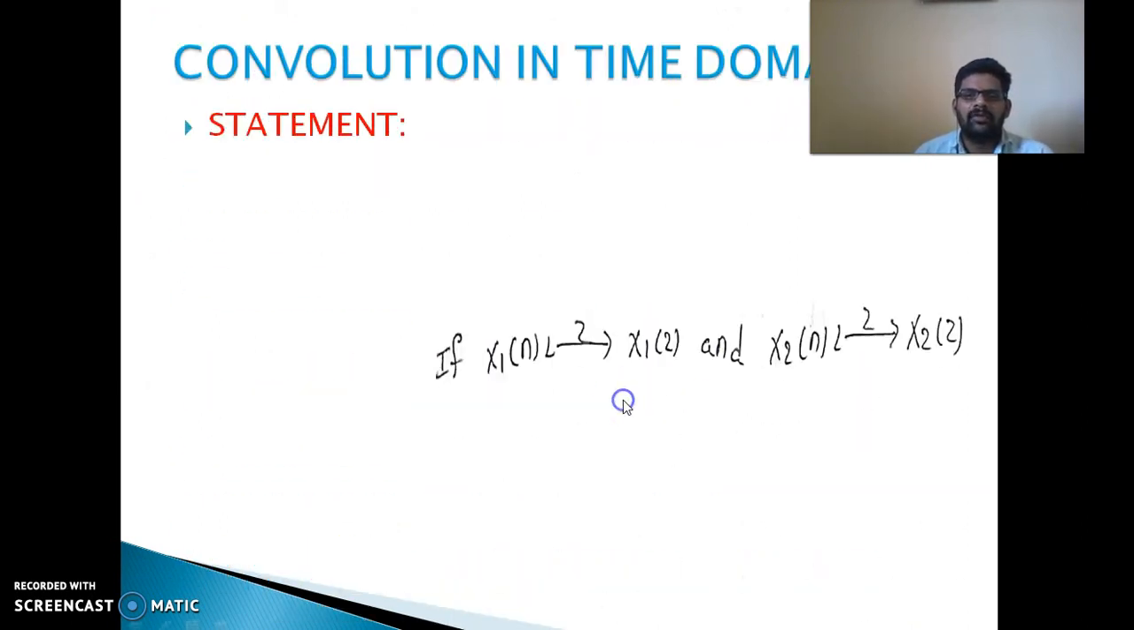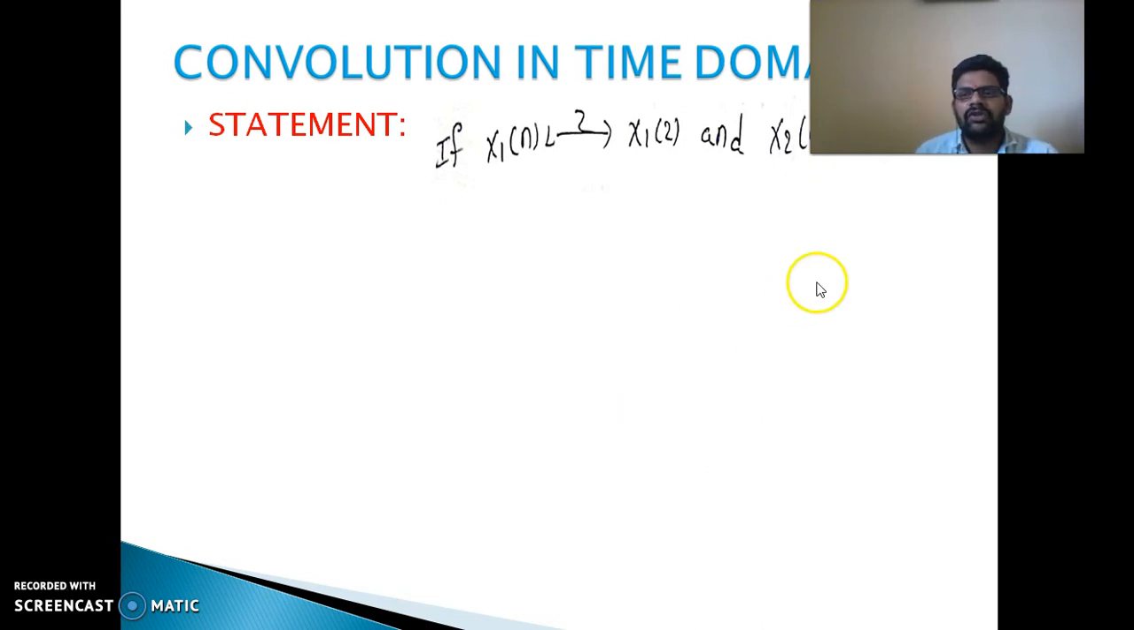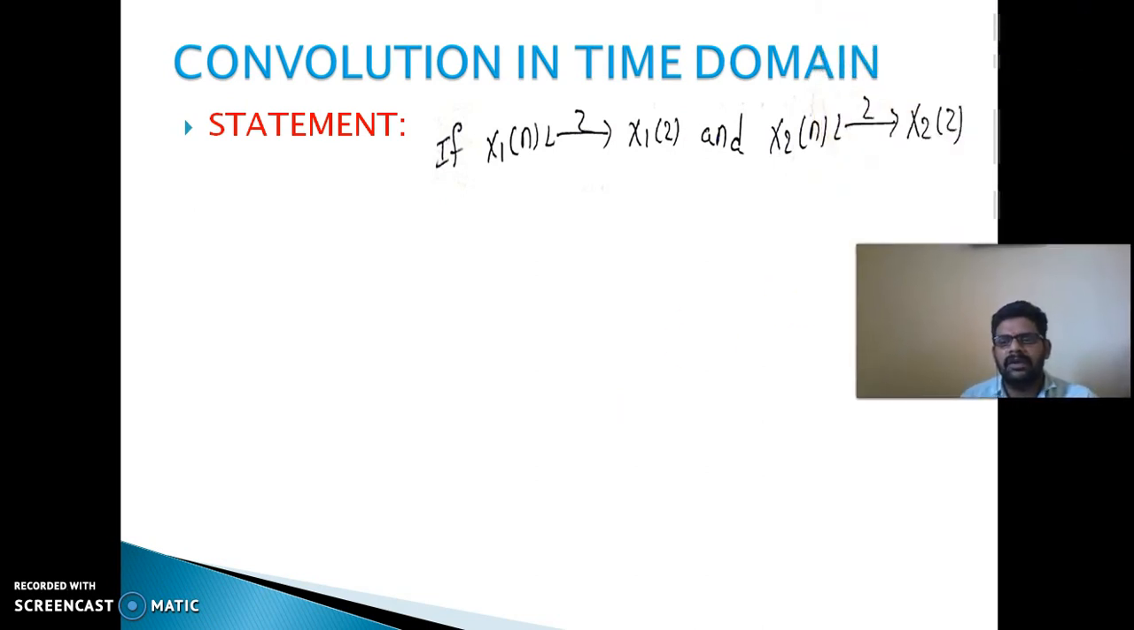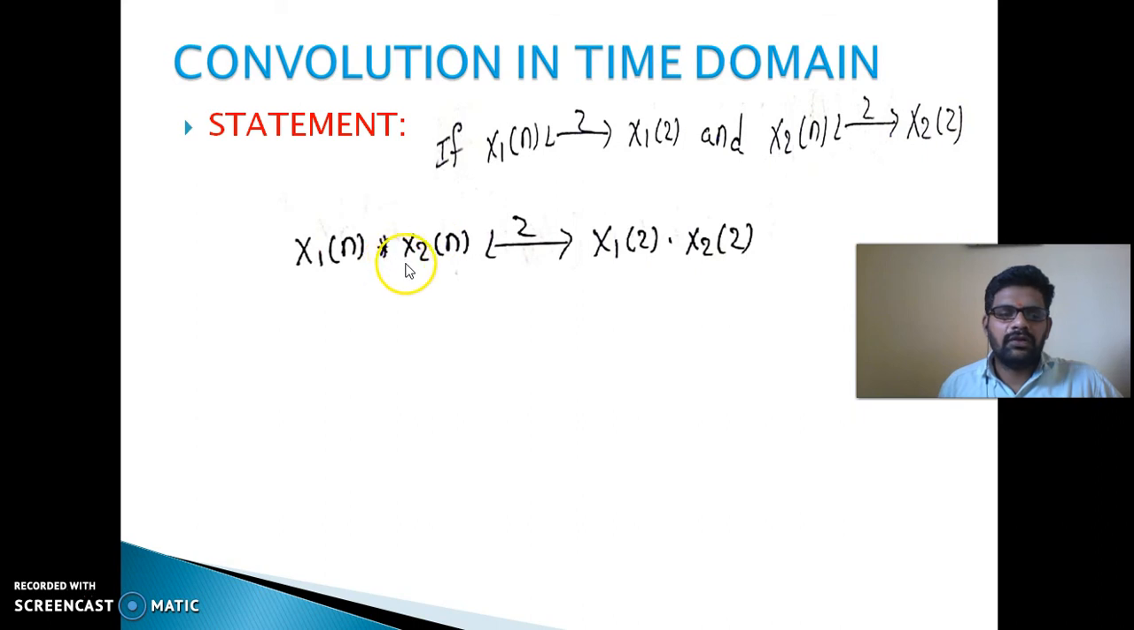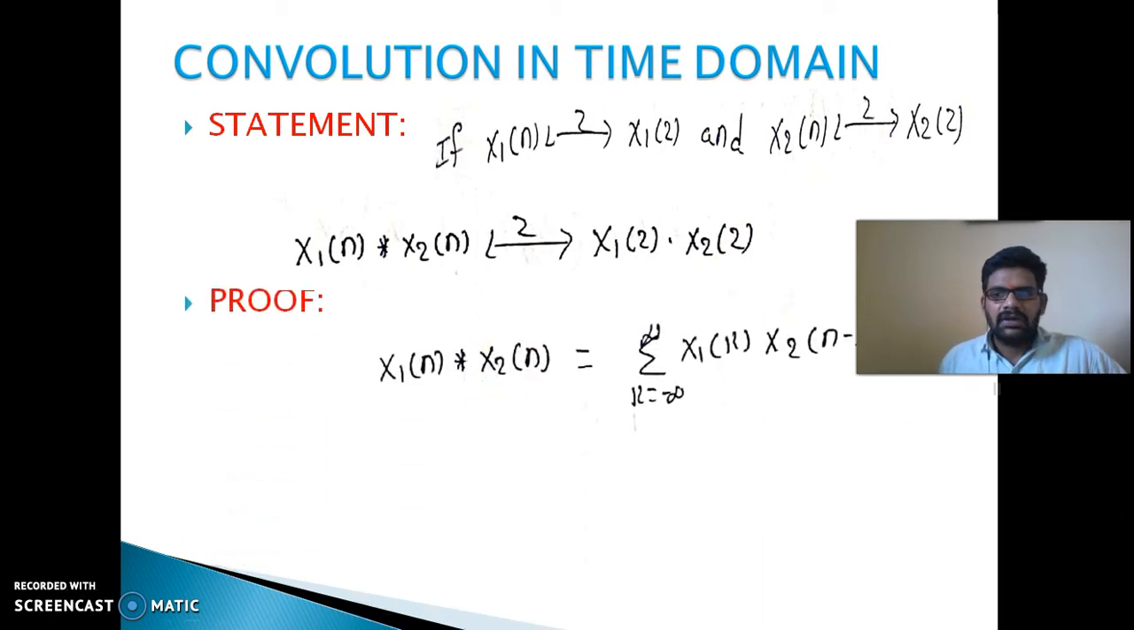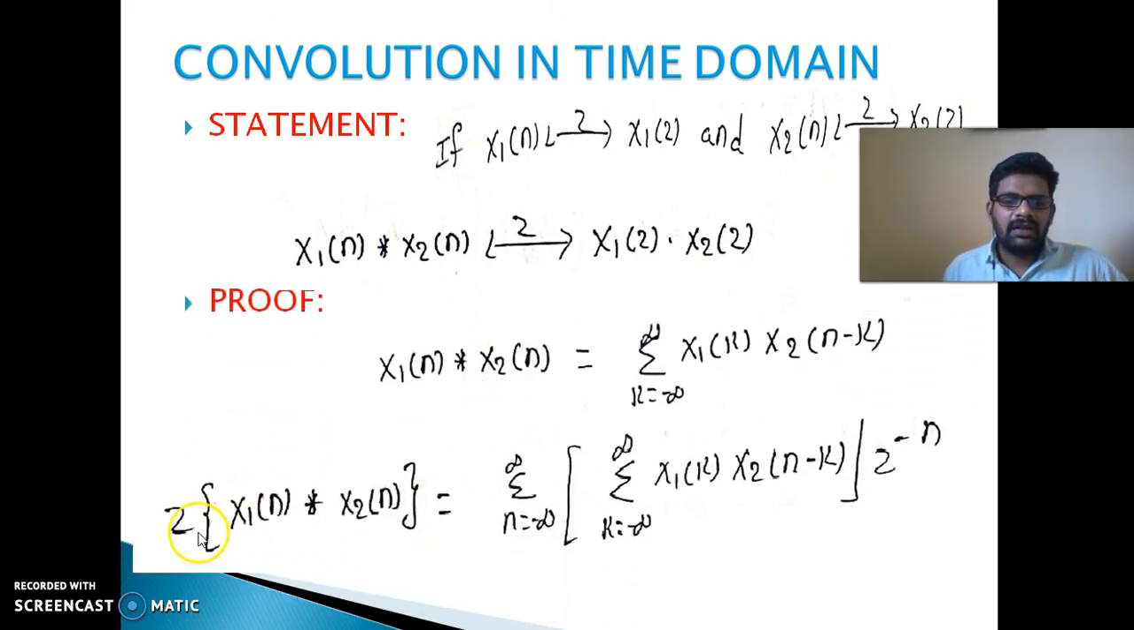Convolution in time domain. As we know, convolution in one domain is equal to multiplication in its transform domain. That is, if x1 of n is a Z transform pair with X1 of Z and x2 of n with X2 of Z, then x1 of n convolution with x2 of n is equal to X1 of Z multiplied by X2 of Z. Proof. Take the convolution sum formula and then take the Z transform for the convolution, and we have it like this. So the convolution sum will be explained in the next video.